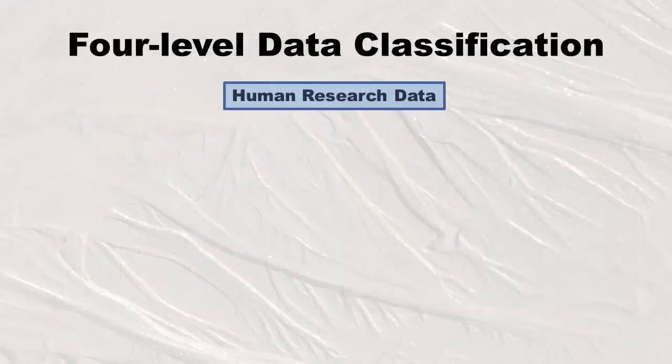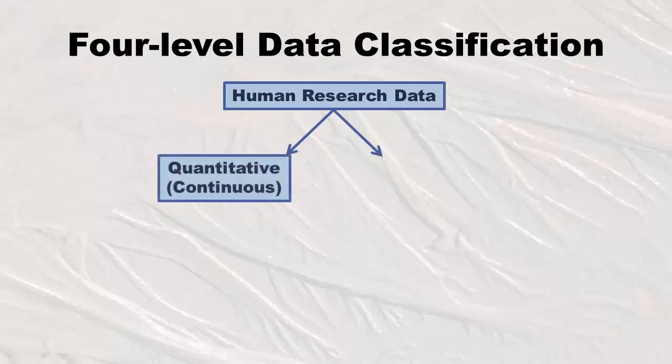Alrighty, so I like to draw this picture. It's a 4-level data classification. I'll draw it slowly here for you. So we start with human research data. That's what I like to start with. All right, so we're going to split that into two. Remember I said that? We're going to start by talking about quantitative. Another word that's often used for that is continuous, but we're going to use the word quantitative.